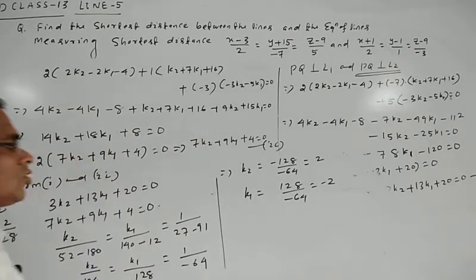Okay, so K1 is equal to minus 2, and K2 is equal to 2. So putting the value of K1 in the coordinate of P and putting the value of K2 in the coordinate of Q. Okay, so what is P?